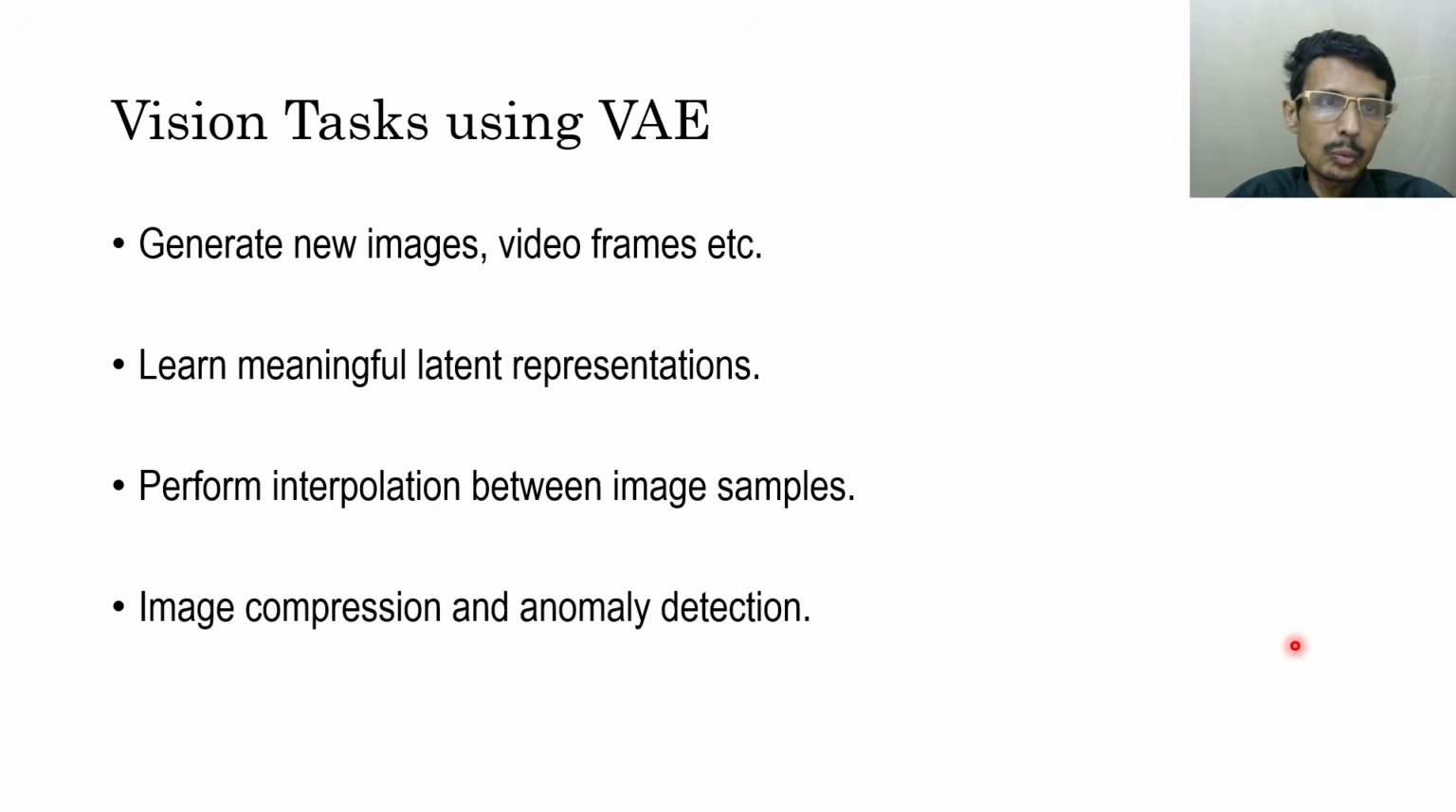Now, what are the major vision tasks that are basically done using this variational autoencoder? A variational autoencoder generates new images, video, etc. It can learn a meaningful latent representation. It performs interpolation between image samples. Also, it can be used for image compression and anomaly detection.